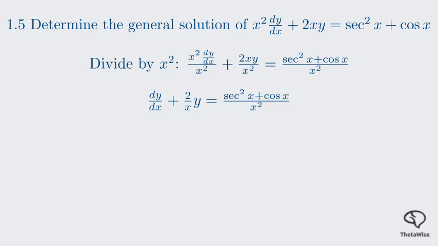Now that it's in standard form, we can identify P and Q. P(x) is the coefficient of y, which is 2/x. Q(x) is the entire right-hand side. As we've seen, this is a crucial first step.